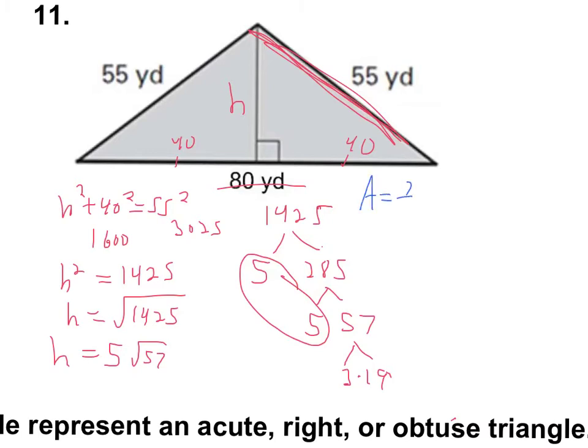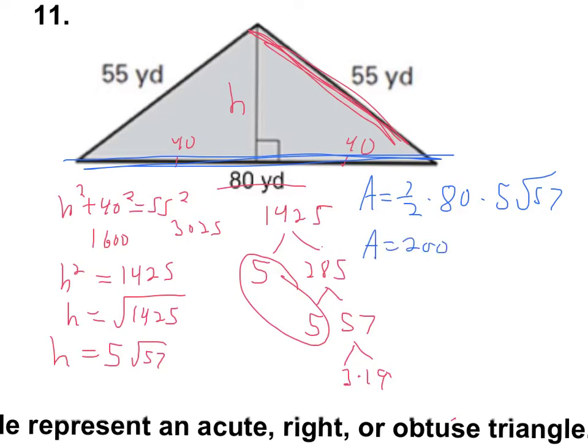So area equals 1/2 times the total base of 80 times 5 square root 57. Remember what we're going to do here. We are going to multiply 1/2 times 80 times 5. So what do I get when I do that? 200. And then the square root 57 is just going to go on to the end of that. Everything is multiplying here, so we're just saying 200 times square root of 57. My label is square yards, and that is the answer.